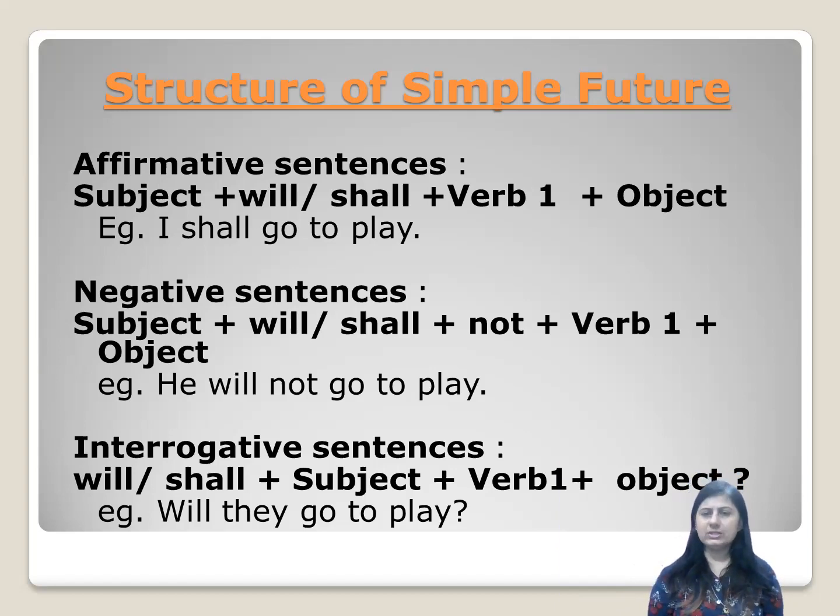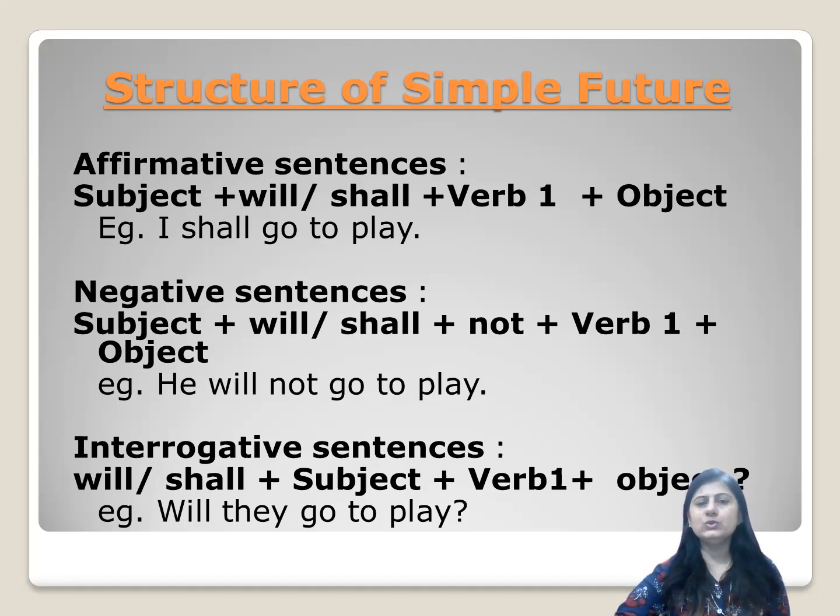In interrogative sentences, will and shall will come in the beginning. So it will be will or shall plus subject, first form of the verb and object. Like, will they go to play? Will in the beginning, then they as subject, first form go and object to play, and at the end we will have a question mark. So this was the structure of simple future tense.